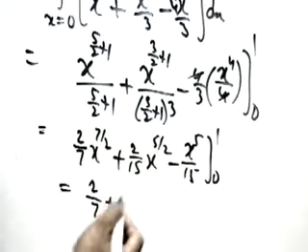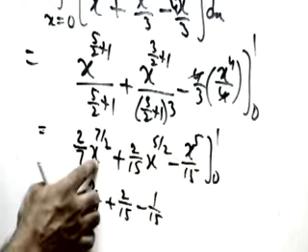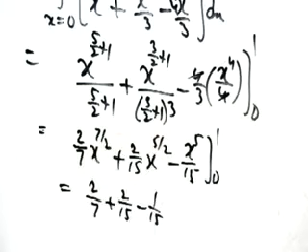Now you will substitute the upper limit, it will be 2 by 7 plus 2 by 15 minus 1 by 5. If you put x equals to 1, this will be 1, 1 into 2, 2, 1 into 2, 2, 1 power 5. So lower limit will be 0.